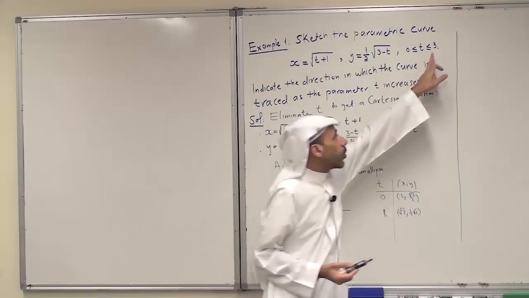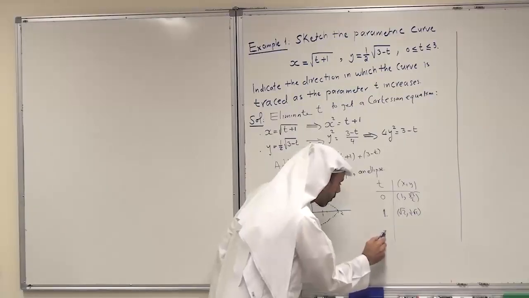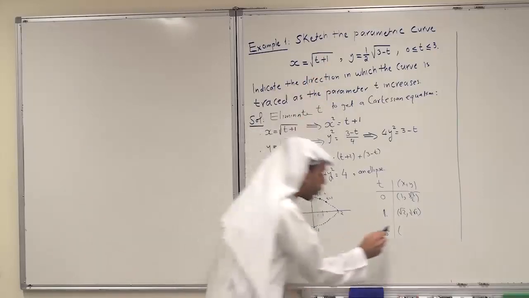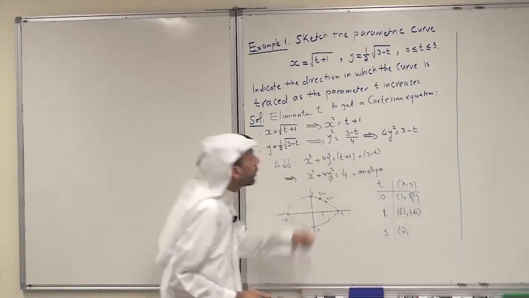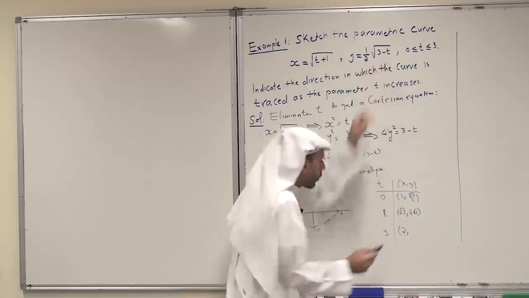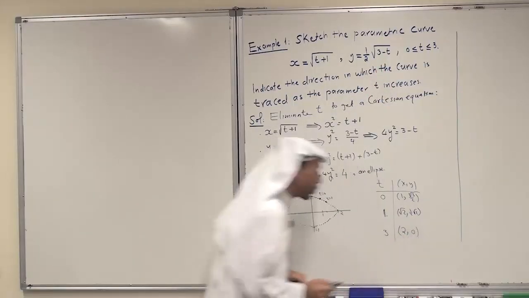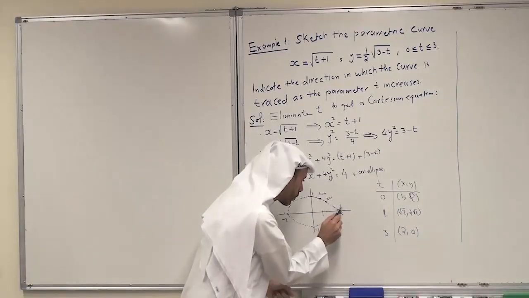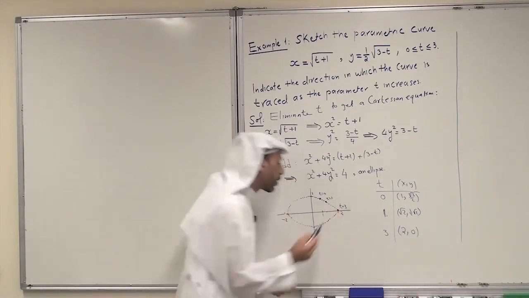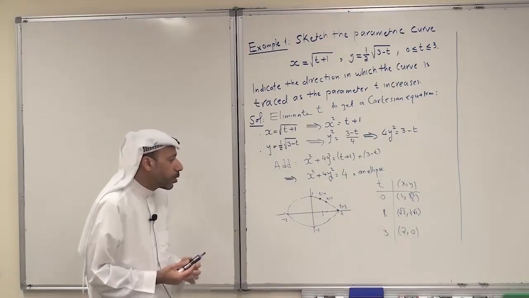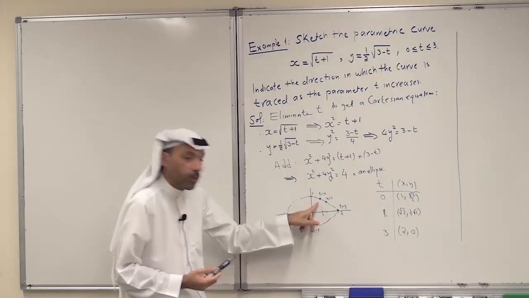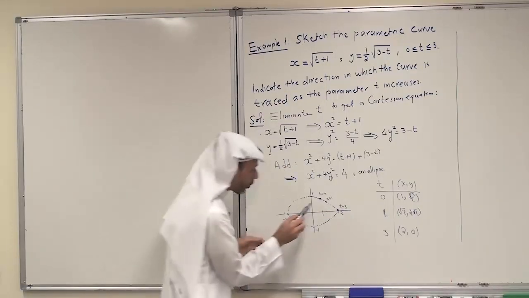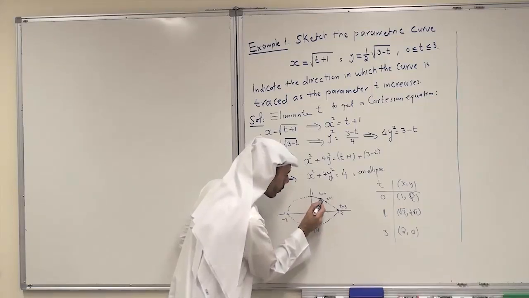Take the third point, the last point here, when t equals 3. Find the corresponding x, this is root 4, this will give us 2, and 3 minus 3 is 0, we get 0. So when t equals 3, I get the point 2 and 0. T equals 3. So from here, we notice that this is the initial point and this is the terminal point. So the graph of the parametric curve is just this part, from here to here.